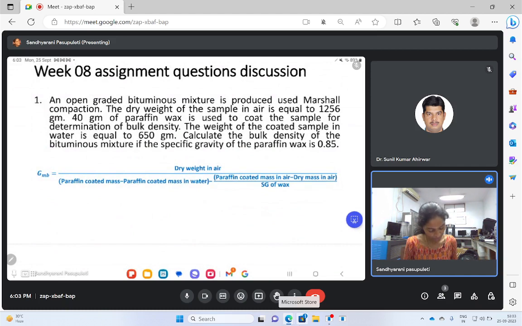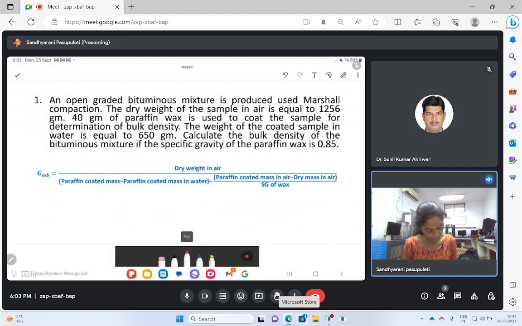So we know the formula as mentioned here. Dry weight is given as 1256, and the paraffin coated mass in air, they haven't given it directly, but that can be calculated as the dry weight of the bituminous mixture, 1256, plus the weight of the wax, 40 grams. So this would be 1296. Except that, all the remaining values have been given directly.